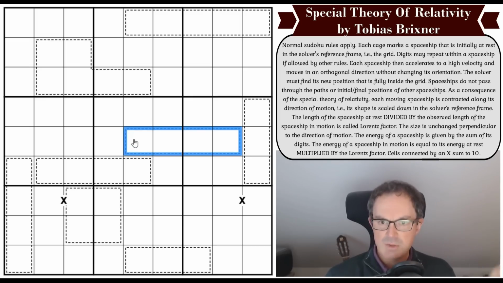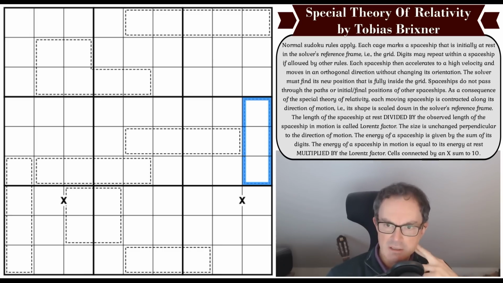spaceships do not pass through the paths or initial/final positions of others. That's an initial position of a spaceship. So this one is not allowed to go to the left. So this one is only going up or down. And in going up or down, it shrinks, and then we have to do the Lorentz factor calculations to work out how much energy it then gets. So do we know by how much?